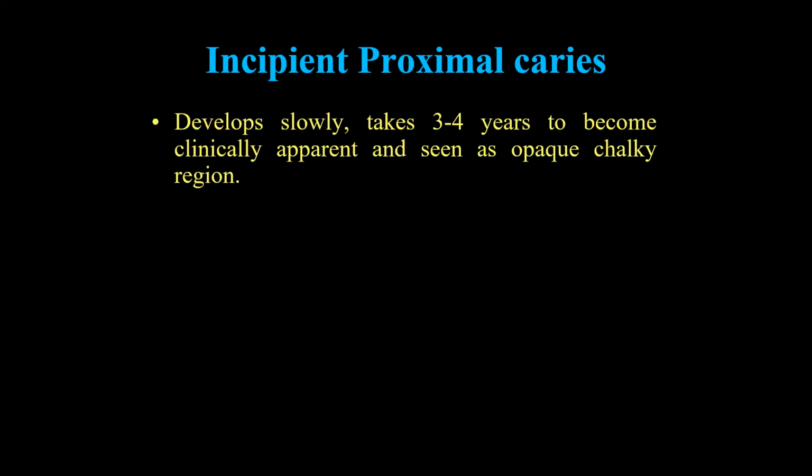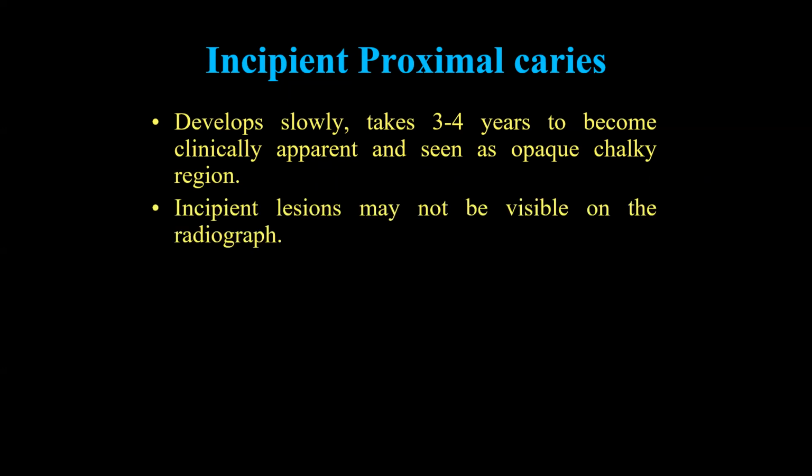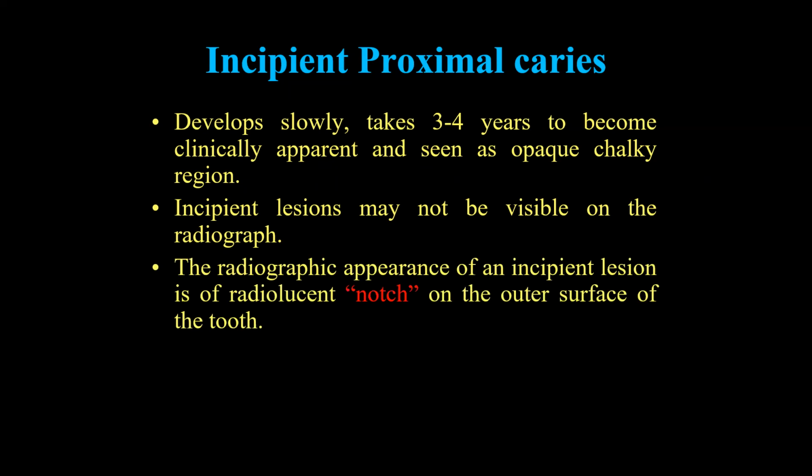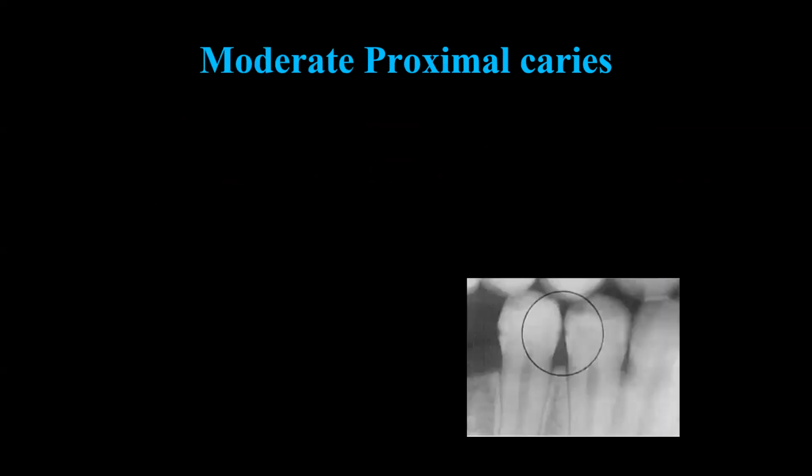Next, in case of proximal caries, starting with incipient proximal caries: proximal caries develops very slowly and takes 3 to 4 years to become clinically apparent. When it is clinically apparent, it is seen as a chalky white opaque region. Due to this, incipient lesions usually will not be visible on a radiograph. But if at all it is visible, it will be seen as a radiolucent notch on the outer surface of the tooth. That is incipient proximal caries.